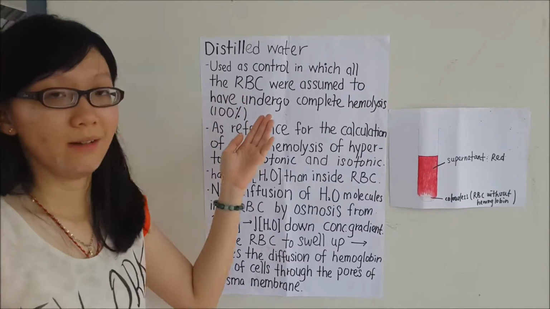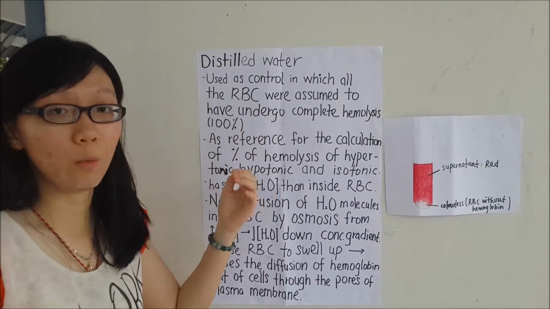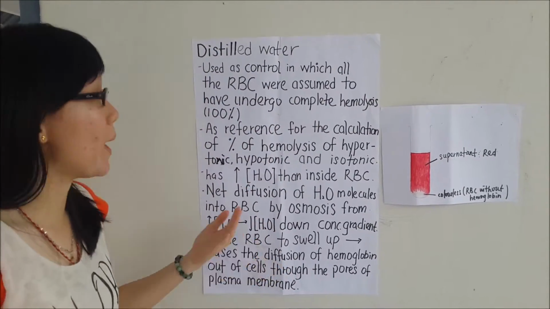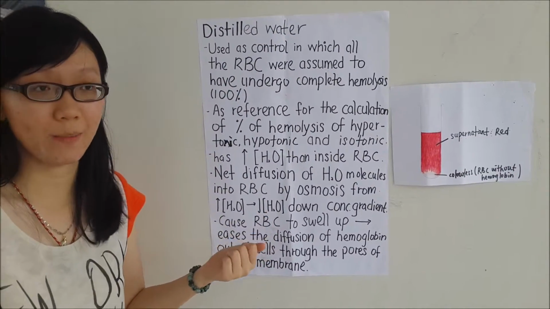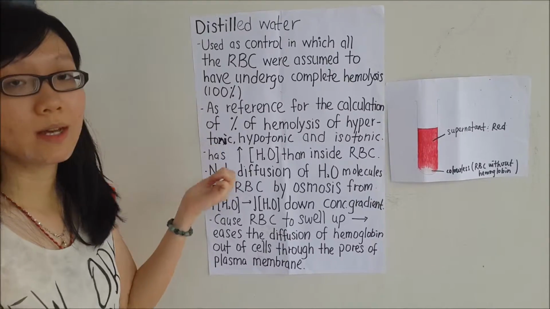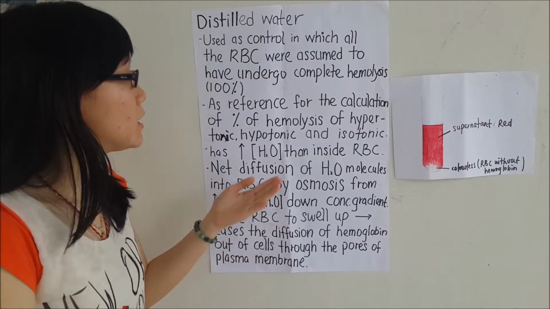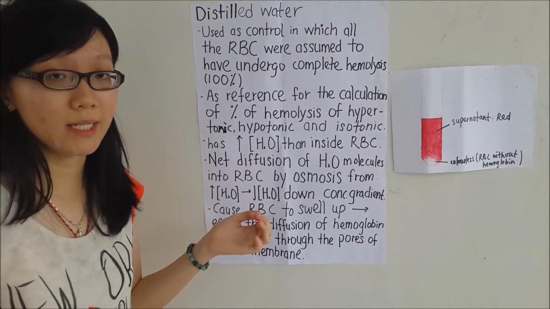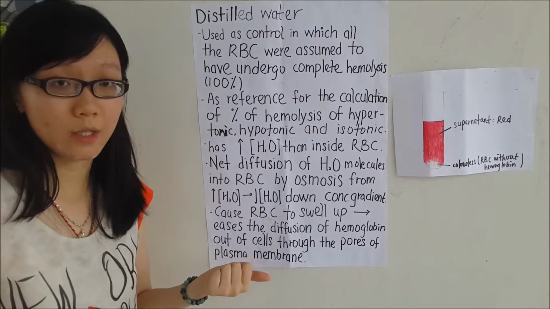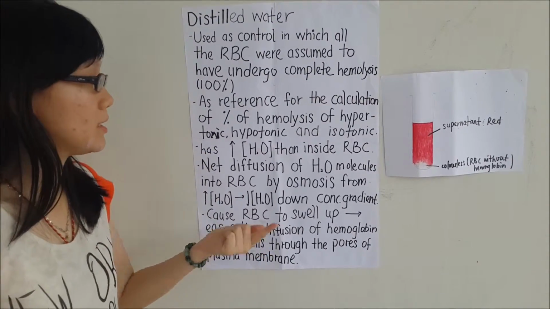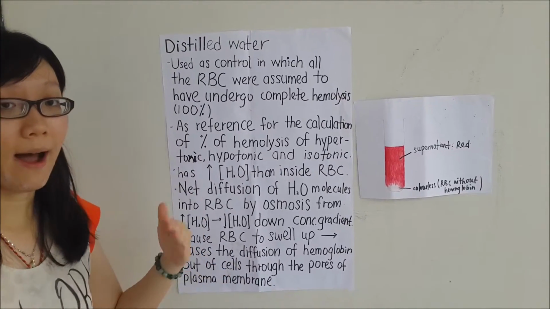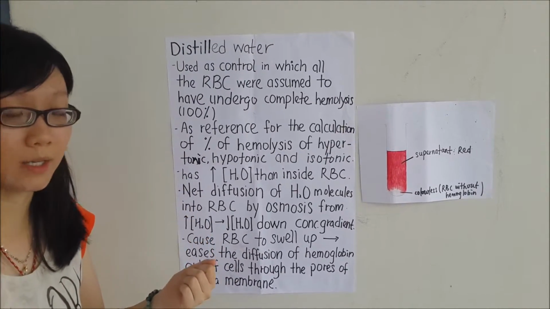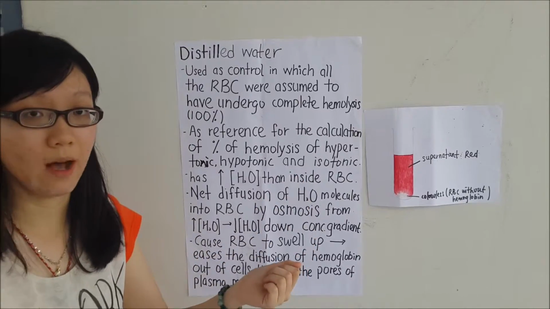Distilled water is used as a control in which all the red blood cells are assumed to undergo complete hemolysis, which is 100%. The distilled water is also used as a reference to calculate the percentage of hemolysis for the hypertonic solutions and also isotonic solutions. The distilled water has a higher concentration of water molecules than inside the red blood cell.